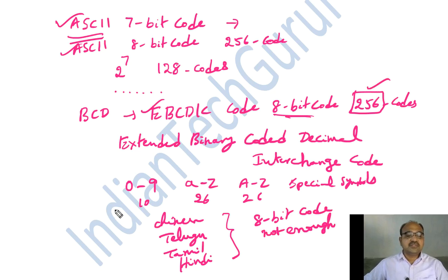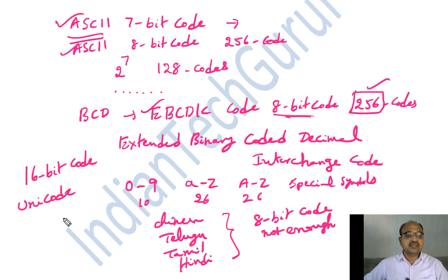If you consider all these different languages, there are hundreds or thousands of languages internationally. To represent all of them, we need a bigger code. For that purpose, we are going to use the 16-bit code. What is the 16-bit code? It is called the Unicode character set.